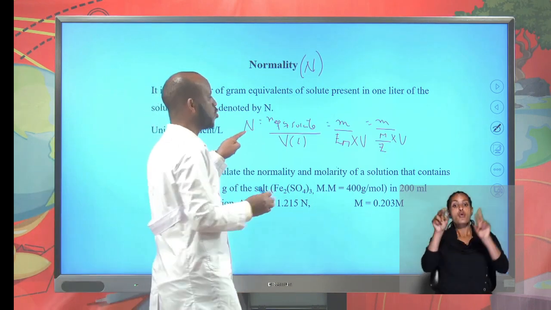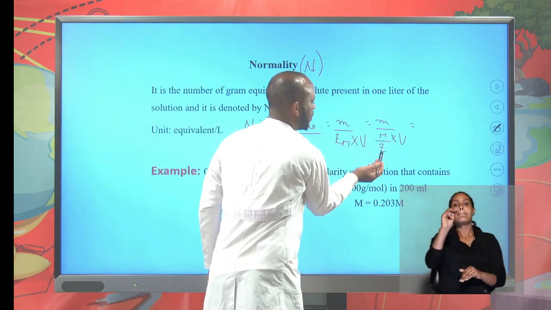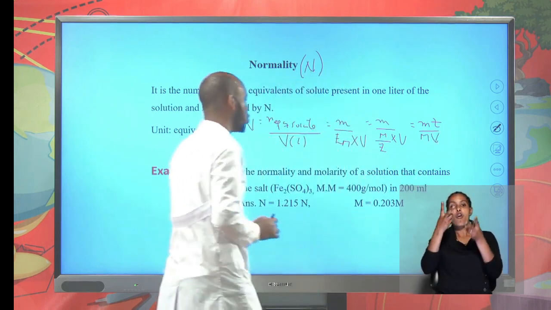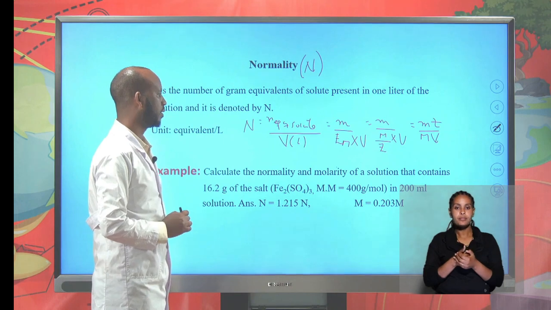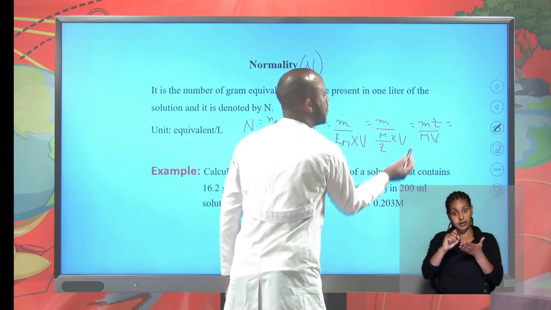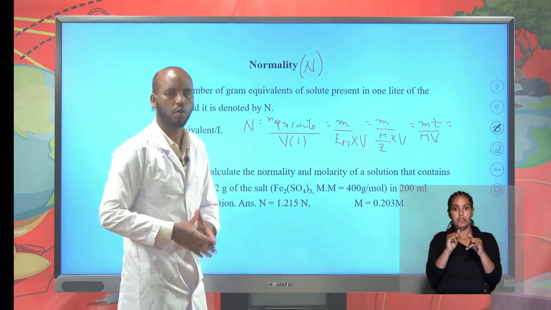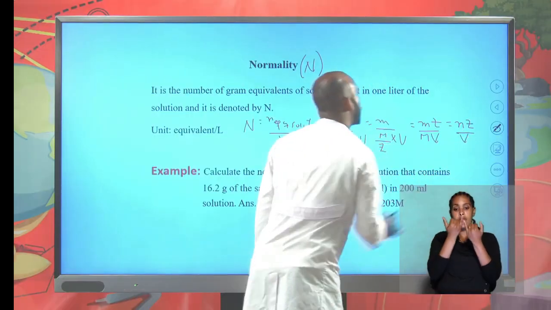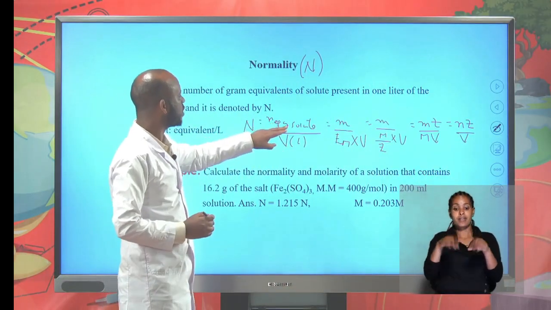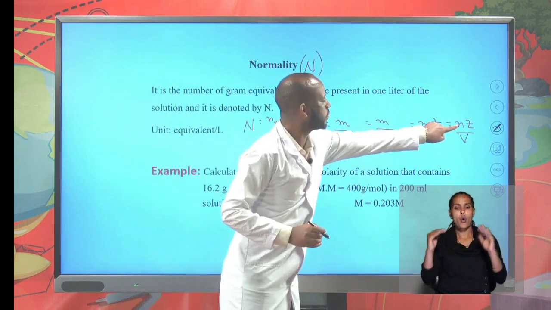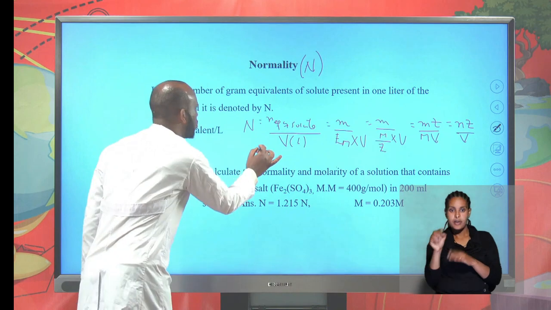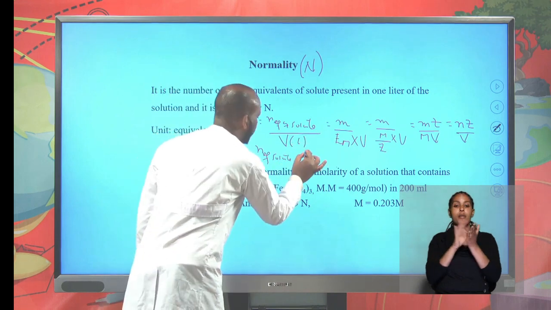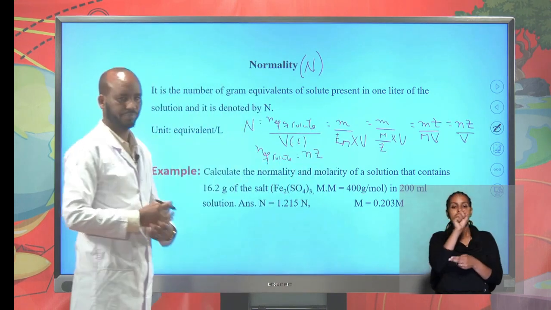Therefore, normality of the solution equals m times Z divided by molar mass times volume of the solution. This can be written as mass divided by molar mass, which is the number of moles of the solute, small n, times Z, divided by volume of the solution. From this, number of equivalents of solute equals number of moles of solute times Z.